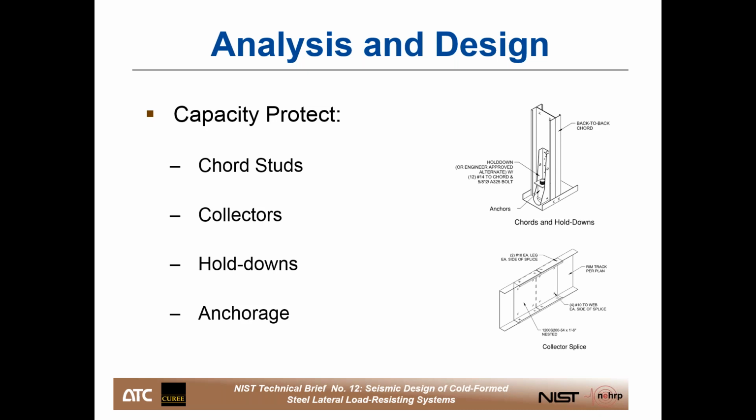So you would not, for example, size the shear panel and its fastenings for overstrength or expected strength, because you want those to be the limiting factor. So you would design those for the base level shear forces that you determined in accordance with the applicable building code, and then you would protect all of these other elements, cord studs, collectors, hold downs, anchorage, to ensure that those do not fail prior to engaging the energy dissipating mechanism of your system.